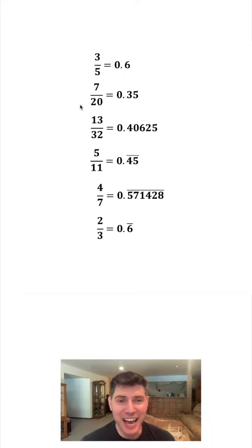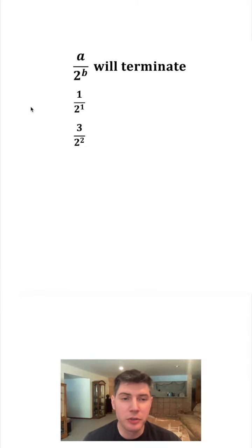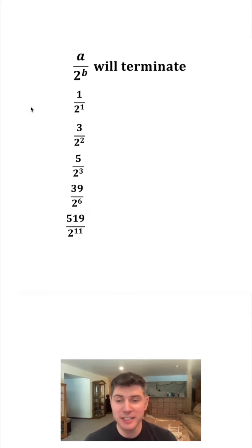And the answer is yes. One pattern is that anything expressed as a over 2 to the b will terminate. Something like 1 over 2 to the 1, or 3 over 2 to the 2, or 5 over 2 to the 3, or even 39 over 2 to the 6, or 519 over 2 to the 11. We know all of these will terminate.